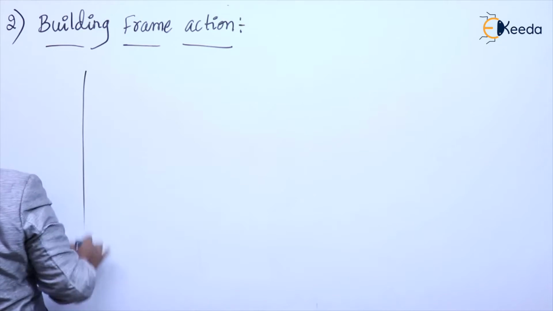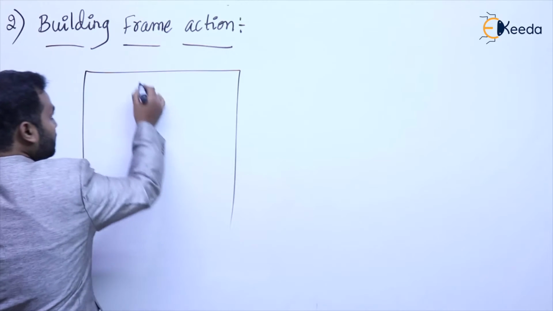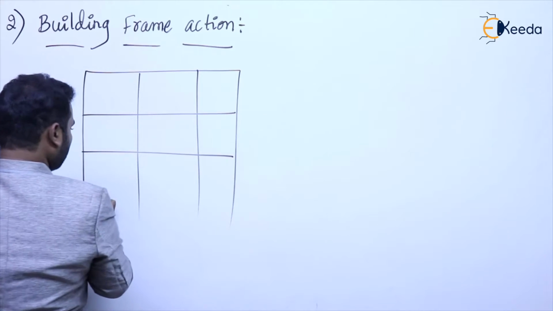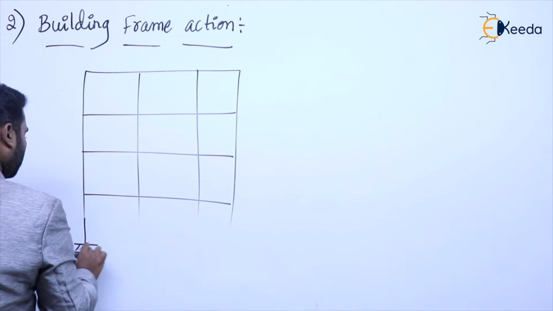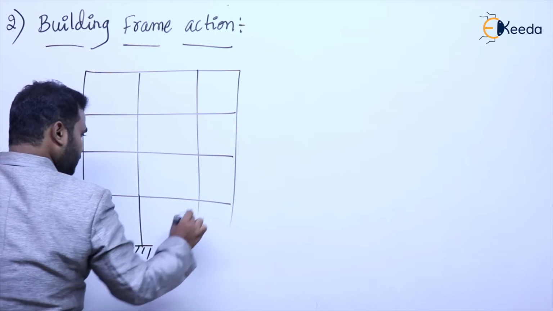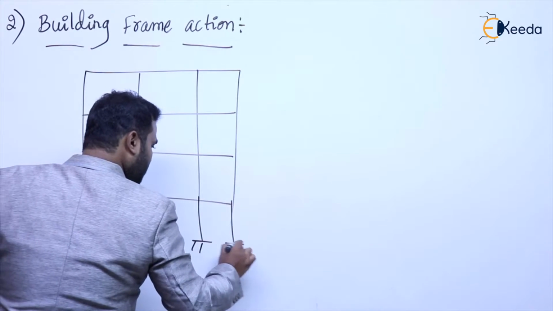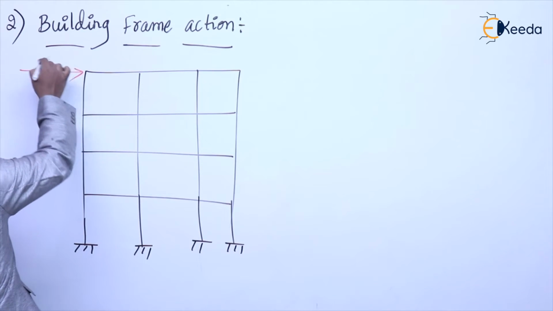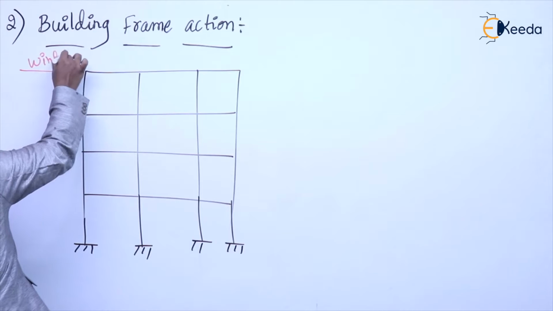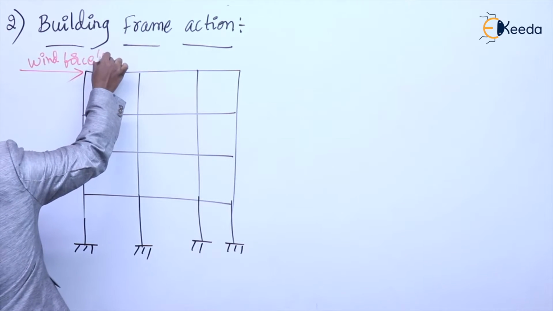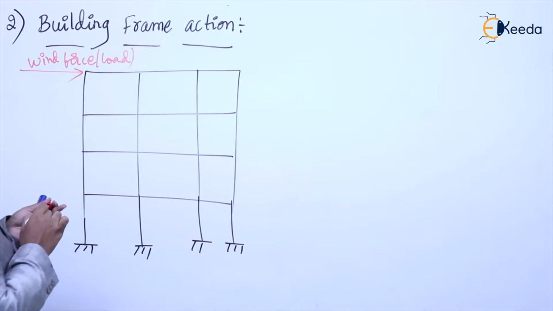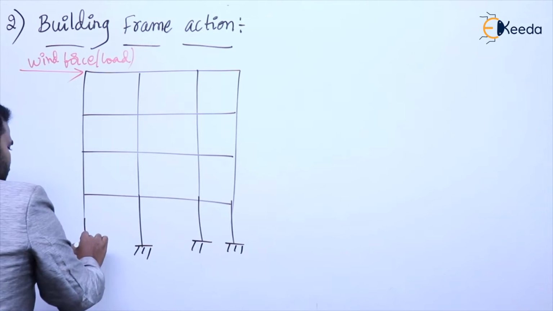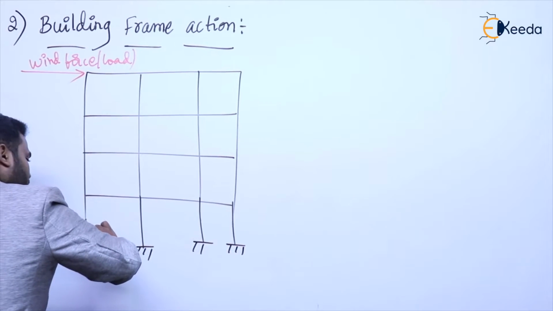This is one building frame having multiple bays and multiple stories. Clear? If there is a horizontal load, a horizontal wind load or wind force, whatever it may be, then because of this wind load or wind force, the individual columns, or you can say the total frame, is going to sway like this.